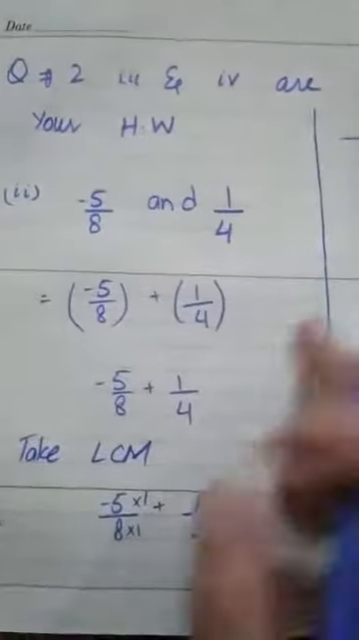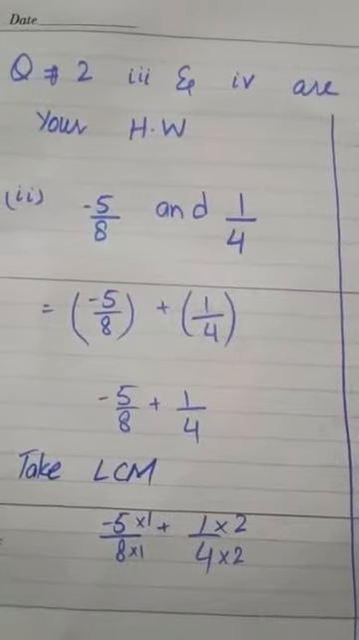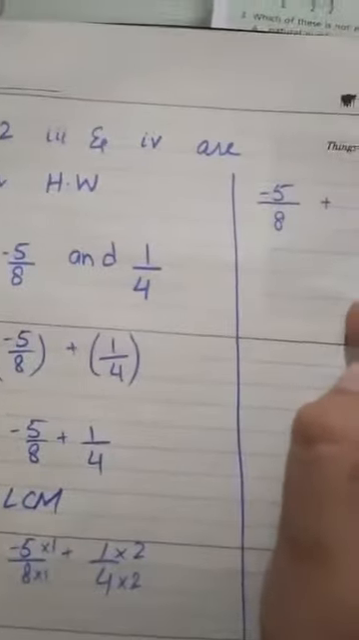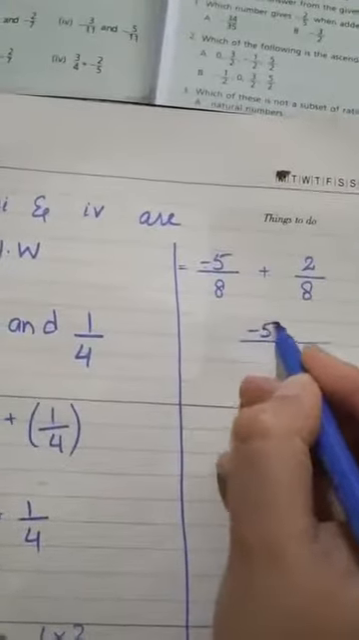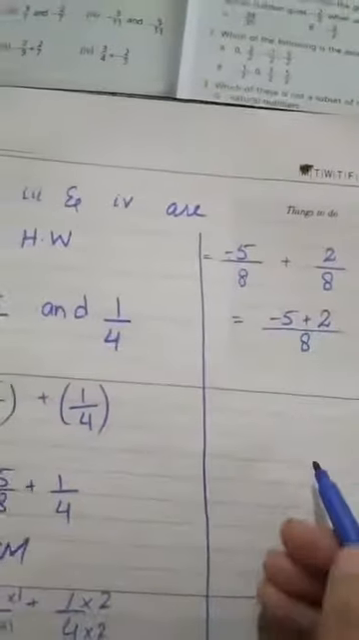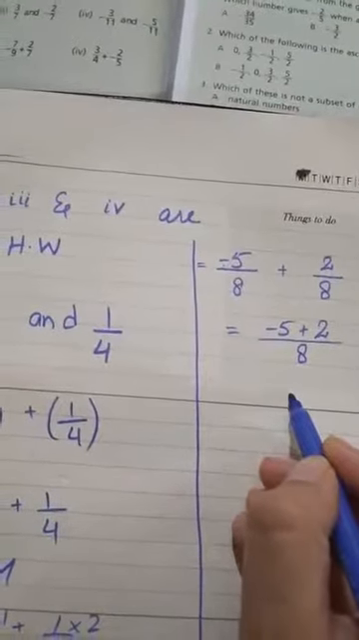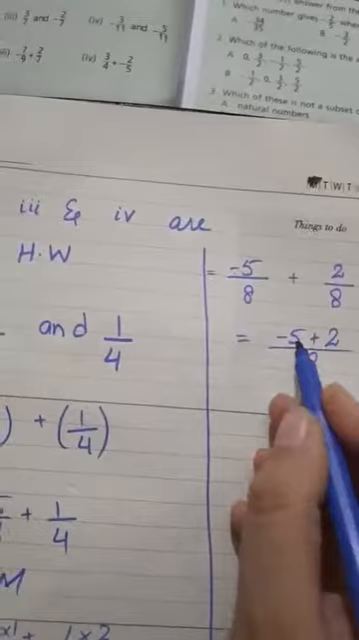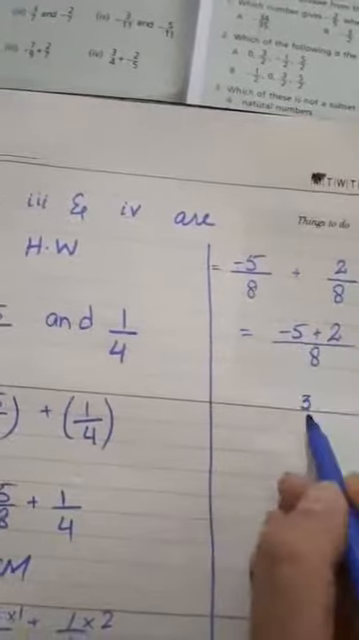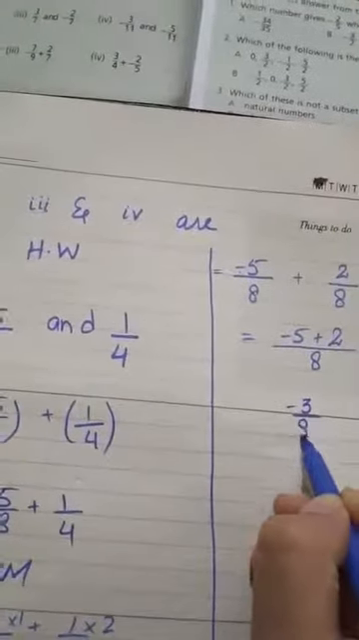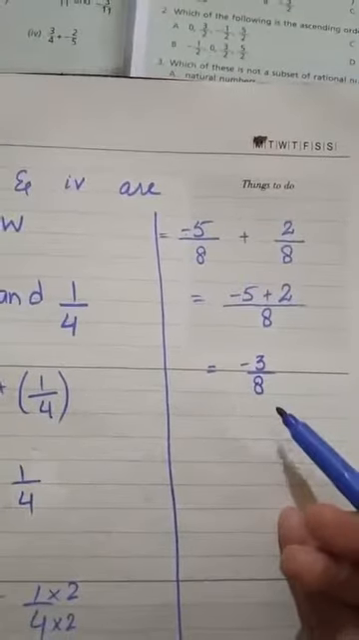Now minus 5 times 1 is minus 5, and 1 times 2 is 2. Now write the denominator once: 8. Minus 5 plus 2. Plus, minus, minus: subtract, that is 3. 5 minus 2 is 3. But the sign of the bigger value will come with the answer. As 5 is bigger than 2, the sign with the answer is minus. Minus 3 by 8. Further, 8 and 3 will not come on the same table, so it is the simplified form. Okay.